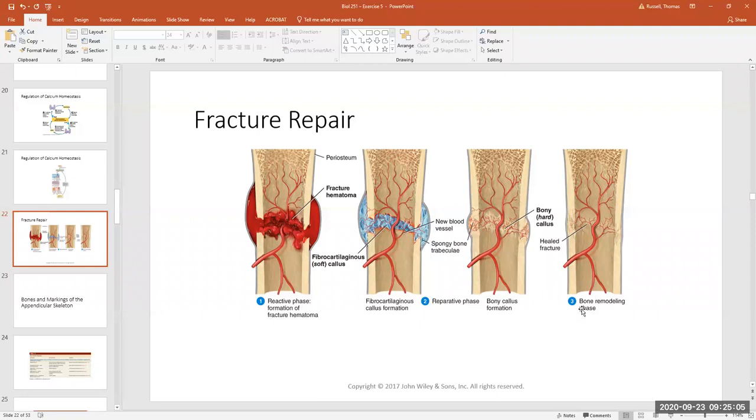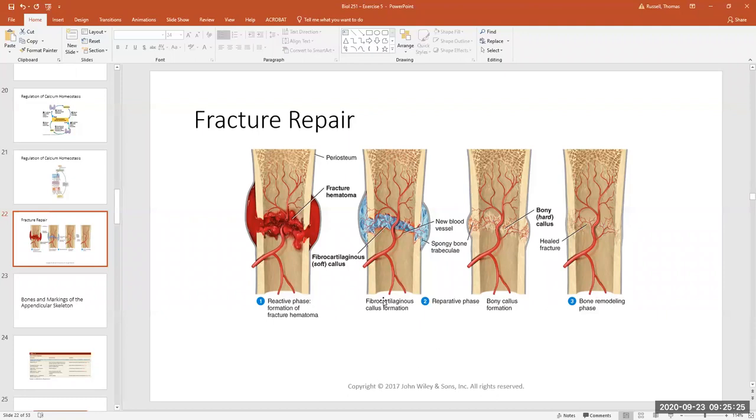And often a doctor, when they take an x-ray, could see when you had a previous break. Because even though we remodel where we broke the bone to try and smooth it out, often you can still see a remnant of where that new bone was laid down. And that's why a doctor can see where it was broken.